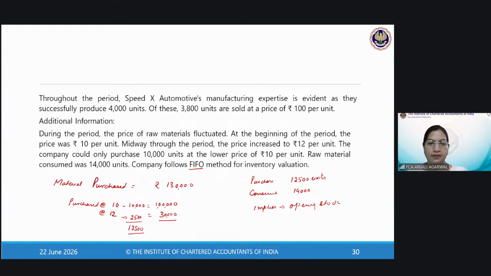Opening is 50,000 rupees and we follow FIFO. So whatever the closing stock is, that is at current purchases of 12 rupee per unit. So our closing stock of raw material will be at 12 rupee per unit.